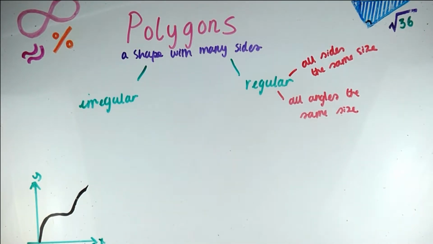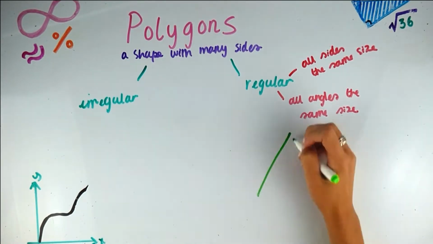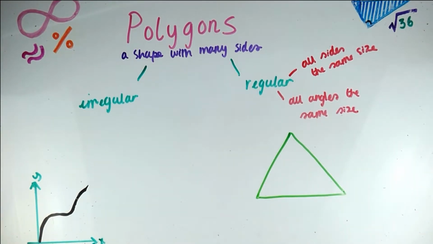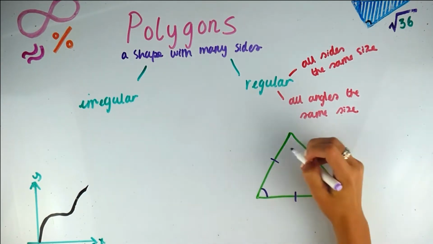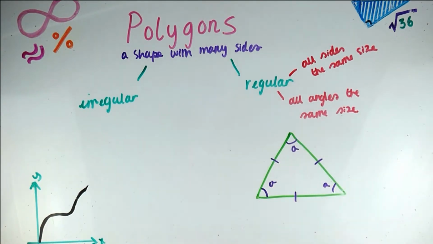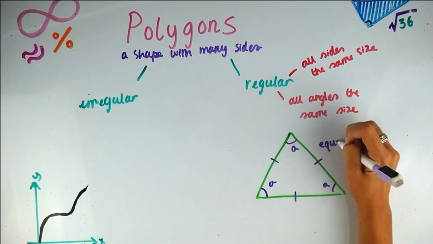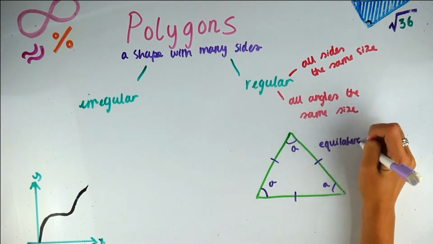So let's have a look at an example of that. So this, pretending it's drawn accurately, is a regular polygon. So we know it has all sides the same size and all angles the same size. So all of these are the same length and all of these are the same size. So if it says it's regular, that's what you need to know. So this here, that makes that an equilateral triangle.